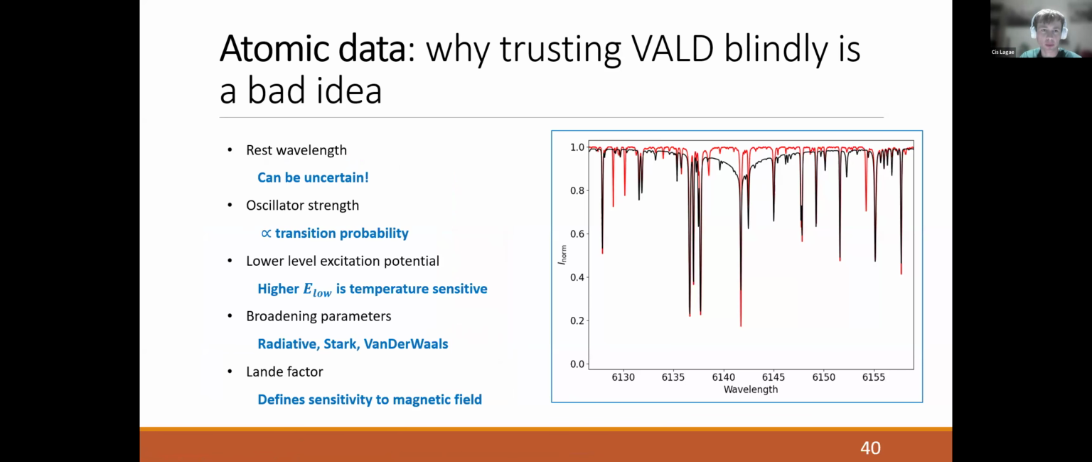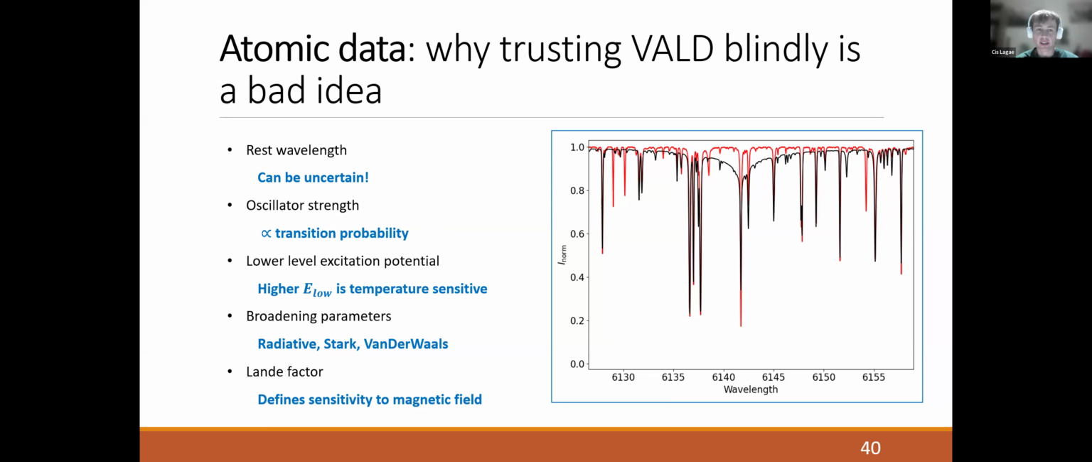And just to go over some atomic data in general, these include the rest wavelength of the lines, which can be uncertain. This is not set in stone. These are all computed from lab measurements or observations. There's usually an oscillator strength, your log gf value, which almost directly equates to your line strength or the absorption strength of your line. So a higher value means your line will be stronger.